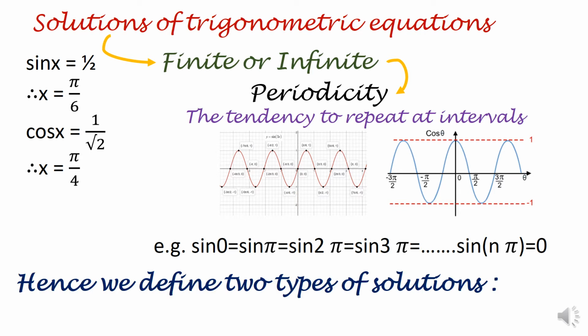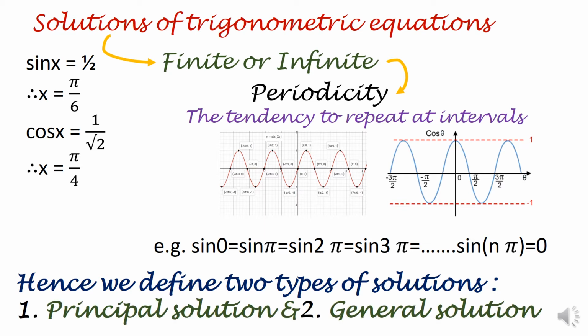So, how to find the solution for trigonometric equations? We define two types of solutions over here. We define, first of all, the principal solution, and then we also define what is a general solution. So, I hope you have understood till here what we are discussing.